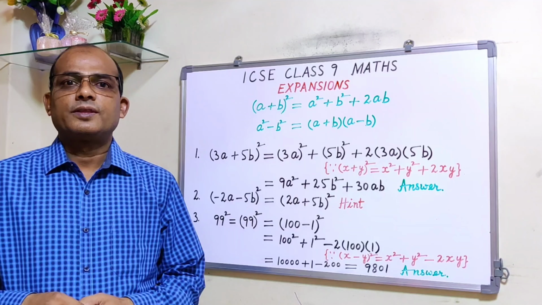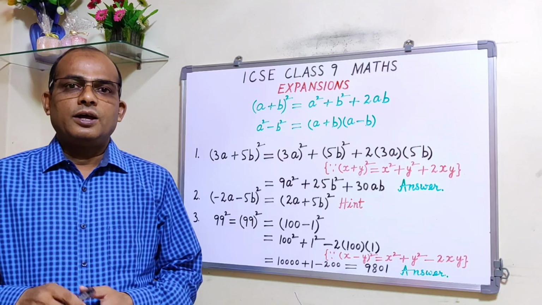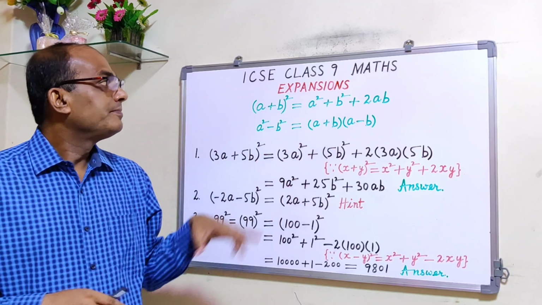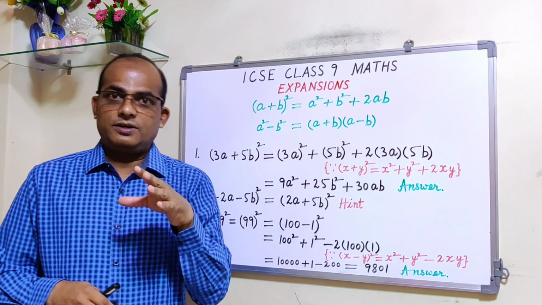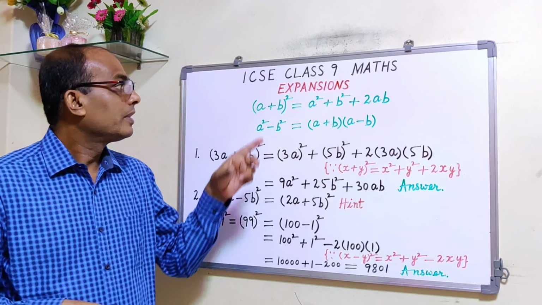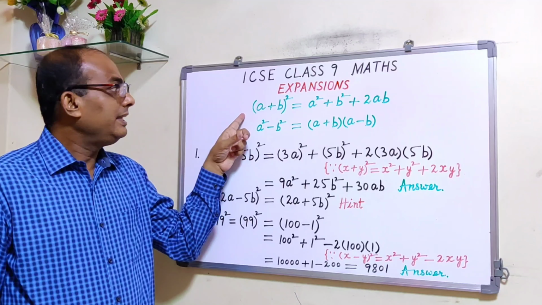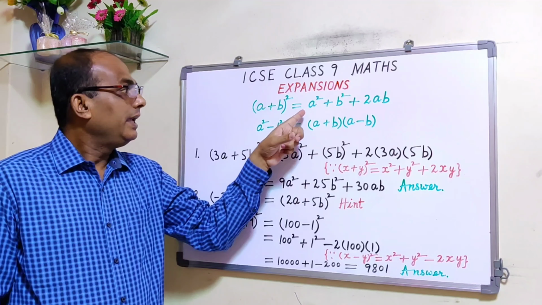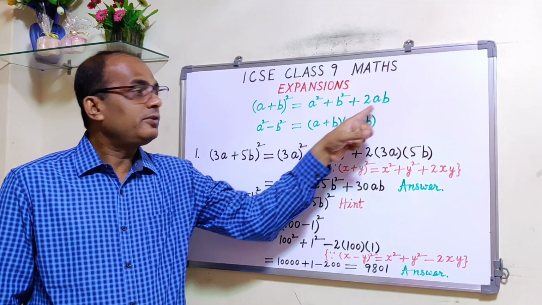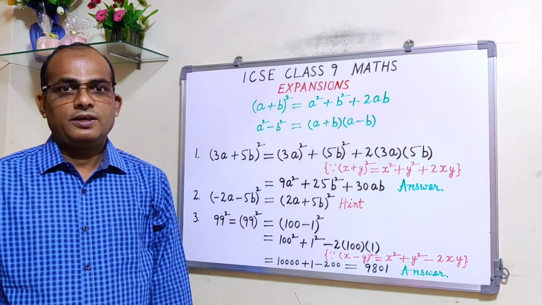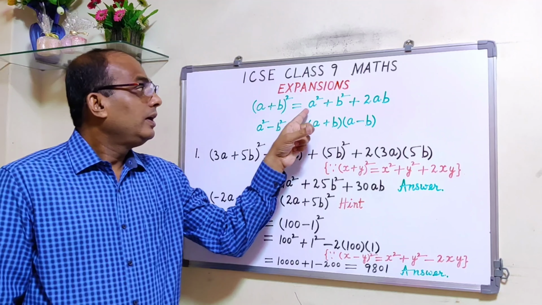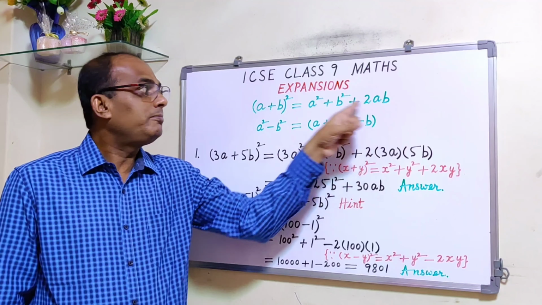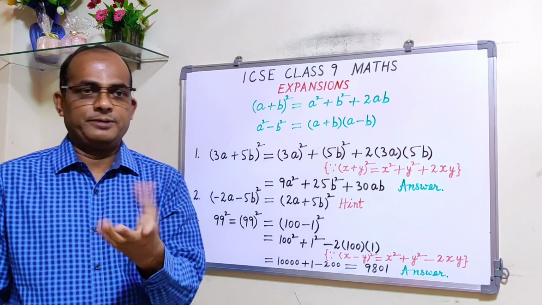Thank you. Okay, now let's start. Expansions. The formulas we are going to use are, the first formula is a plus b whole square is equal to a square plus b square plus 2ab. You can say like this also, a plus b whole square is equal to a square plus 2ab plus b square. Either way it is okay.